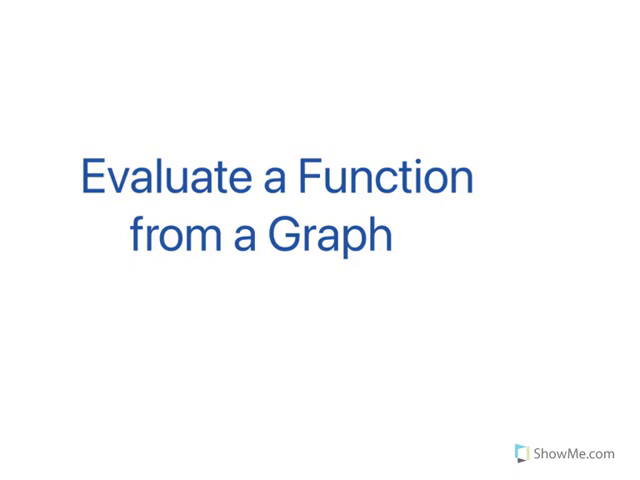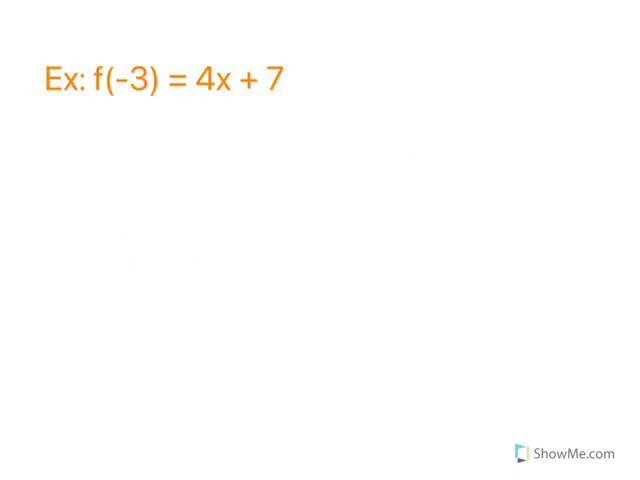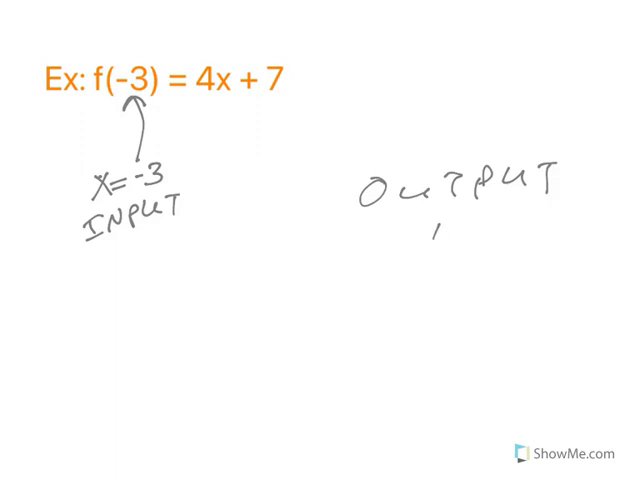Let's evaluate a function from a graph. So let's think about this first: what does it mean to evaluate a function? If I have function notation, f of negative 3 equals 4x plus 7, now this value here tells me that x is negative 3, right? That is my input. The output is 4x plus 7.